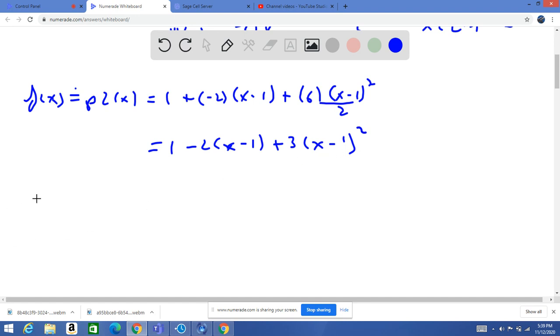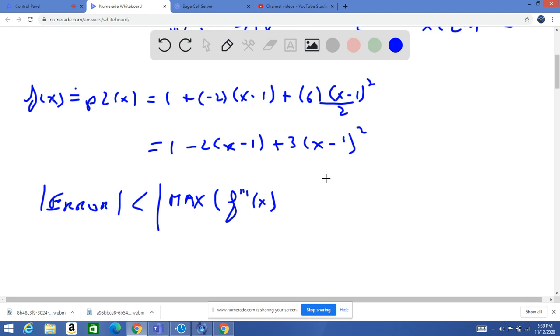squared. Now the error term, in absolute value, according to Taylor's theorem, or the Taylor inequality, is going to be less than the absolute value of the max of f triple prime of x on the interval from 0.9 to 1.1, times x minus a, which is x minus 1, to the third over 3 factorial, which is 6.